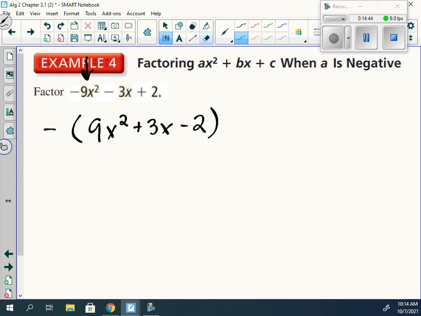Because if we left it there, when we start finding the factors of 9x squared, we would have to take negative 1 and 9, negative 9 and 1, negative 3 and 3, and 3 and negative 3. We have to take every case. But removing it removes that.